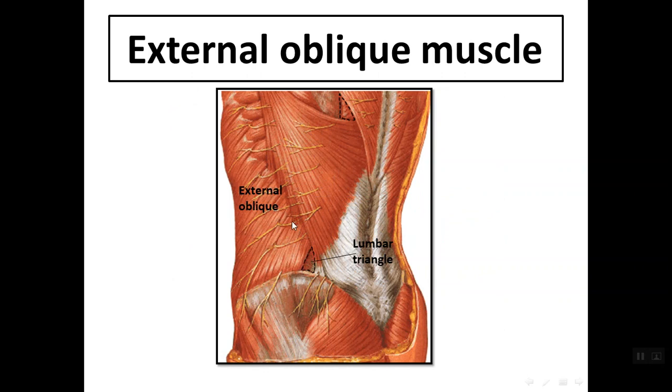This is the external oblique. Its posterior border is free, and it will form an angle that is called the lumbar triangle. This lumbar triangle is formed by this muscle, which is called latissimus dorsi, the upper border of the iliac crest, and the posterior border of the external oblique.